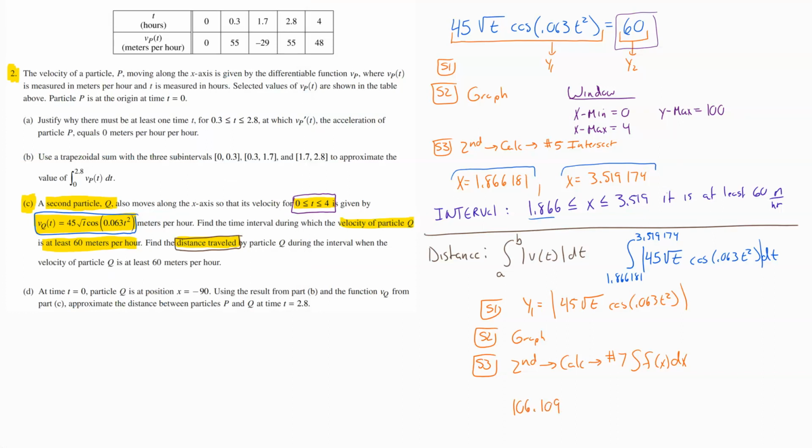And then it's a total distance traveled. And since we're talking meters on this problem, meters per hour, this would be meters. So that would be our total distance traveled.